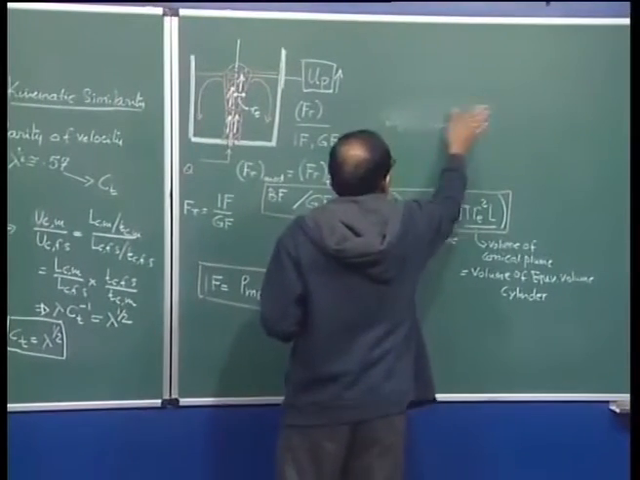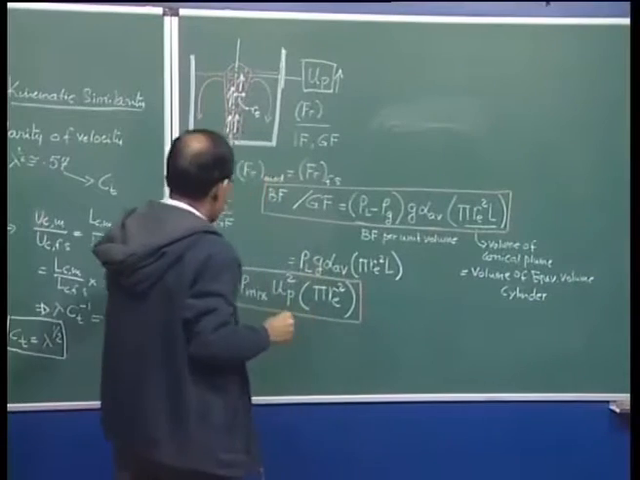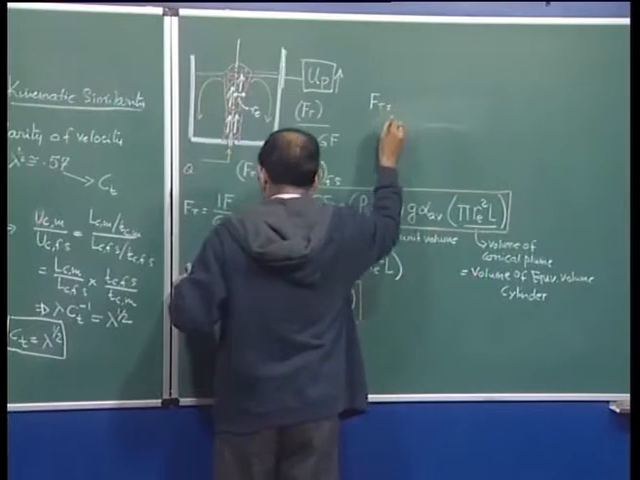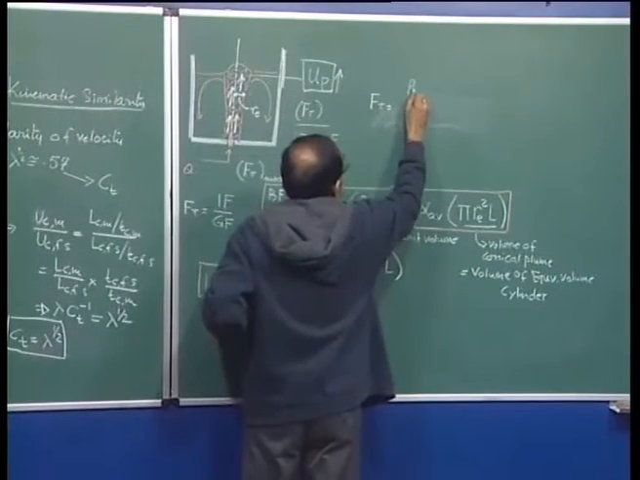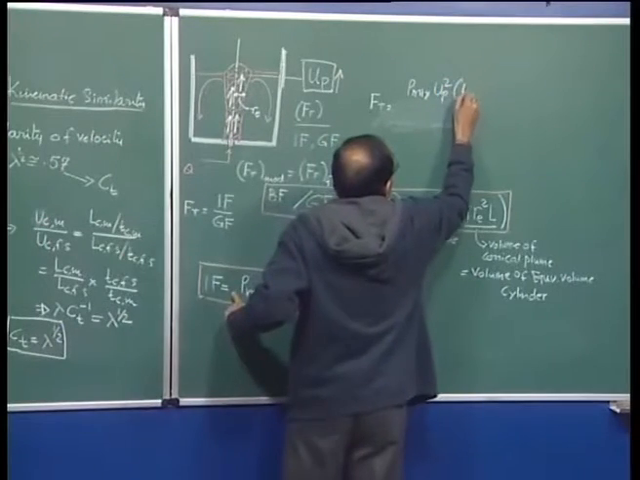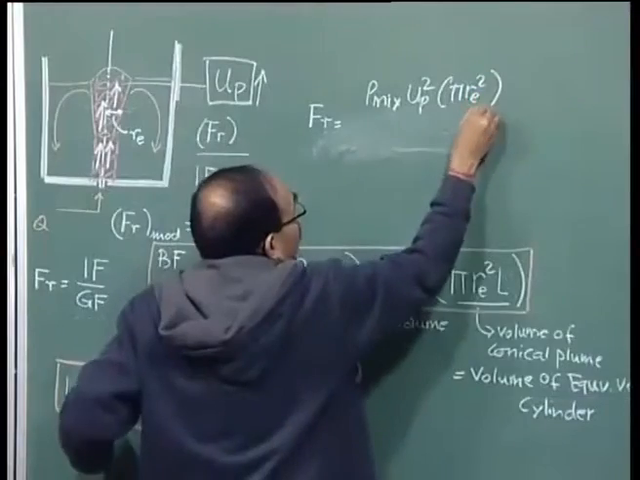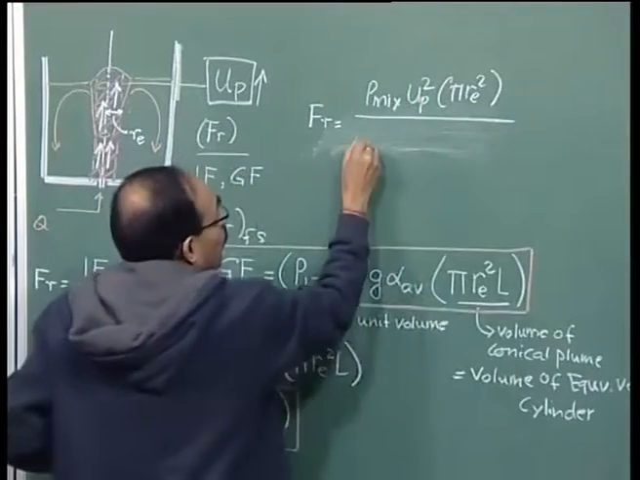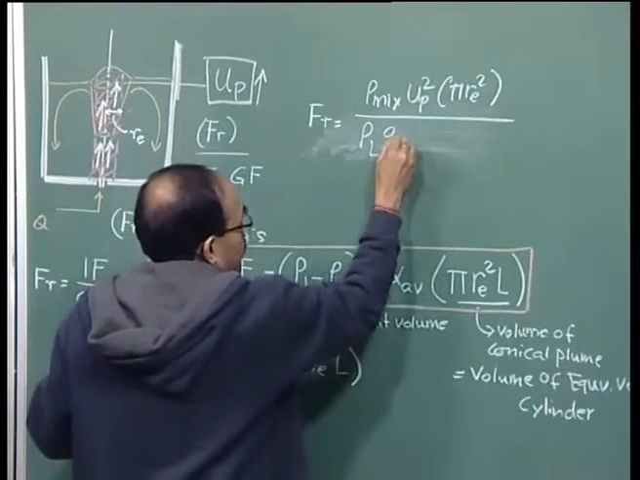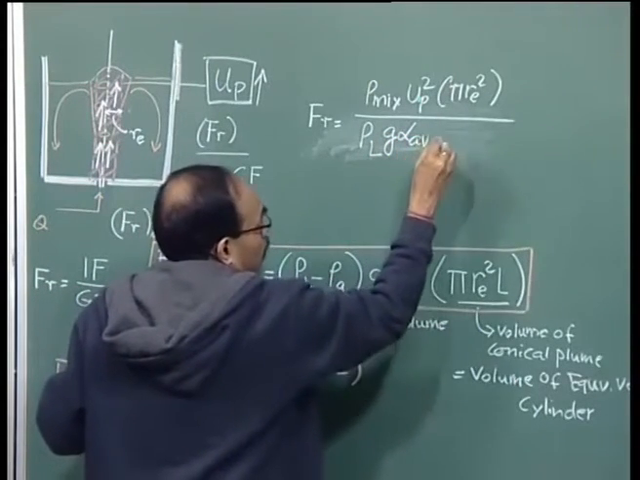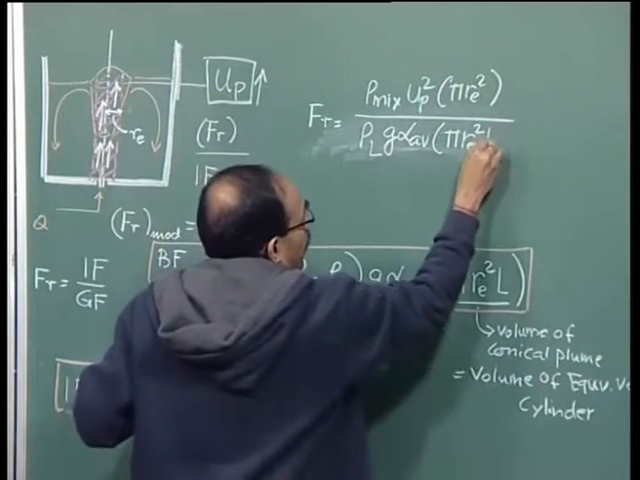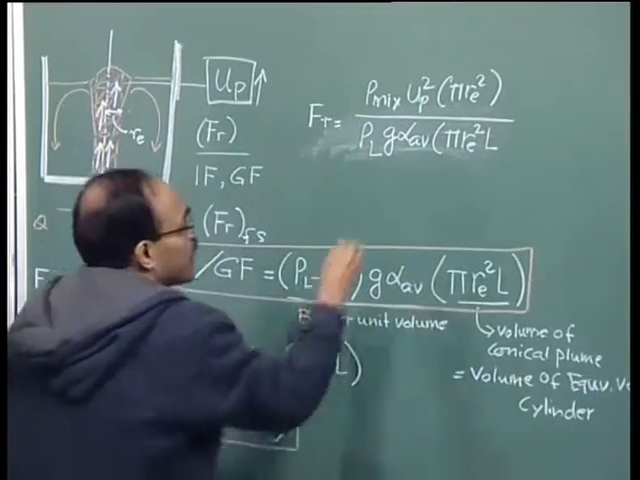Now, if I take the ratio of the two, let me just quickly erase this and then show it to you, that is inertial force by gravitational force, which is the definition of Froude number. So, therefore, the Froude number will come out to be rho mixture up square into pi r e square, and here we are going to have rho liquid g alpha average into pi r e square.